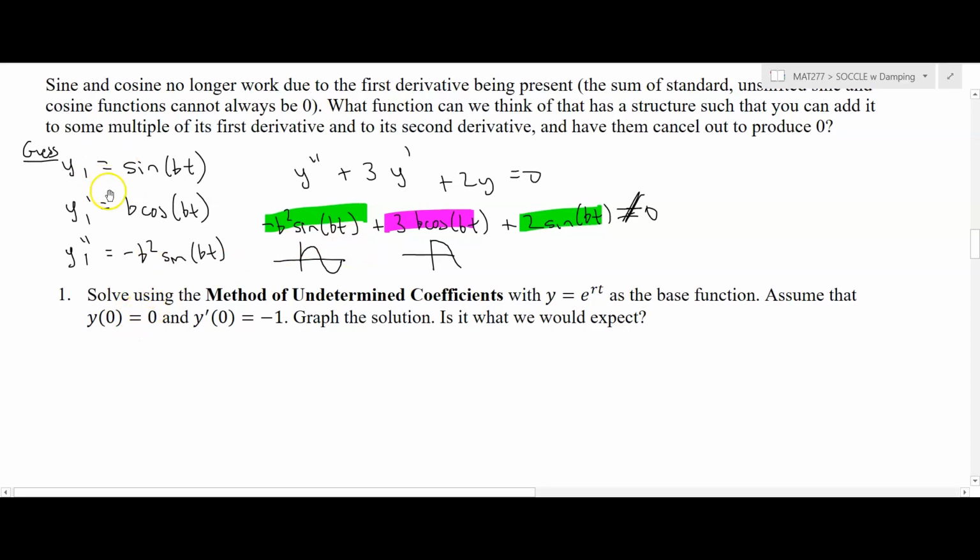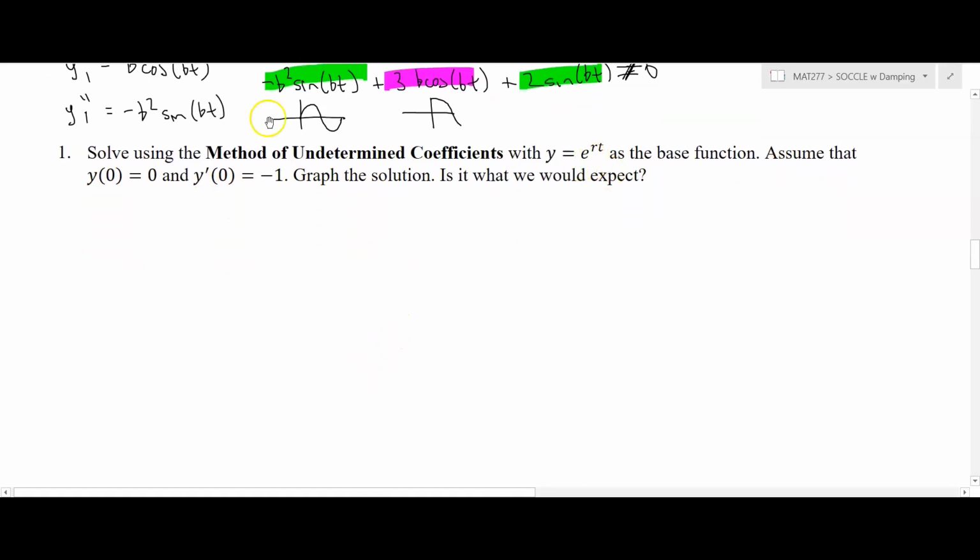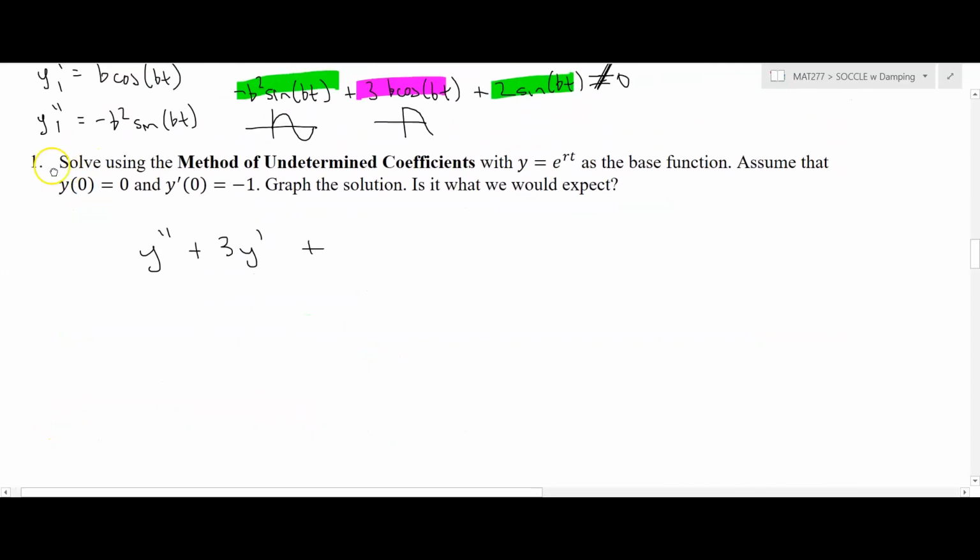Sine and cosine aren't going to work because the first derivative is not going to be able to cancel with the function and its second derivative. So we're going to use the method of undetermined coefficients. Now this just means that we don't know exactly what value of r will work here, but with y equals e to the rt as the base function, assume that y of 0 equals 0, y prime of 0 equals -1. Graph the solution, is it what we would expect? Okay, so we know from our equation, it's y double prime plus 3y prime plus 2y equals 0.